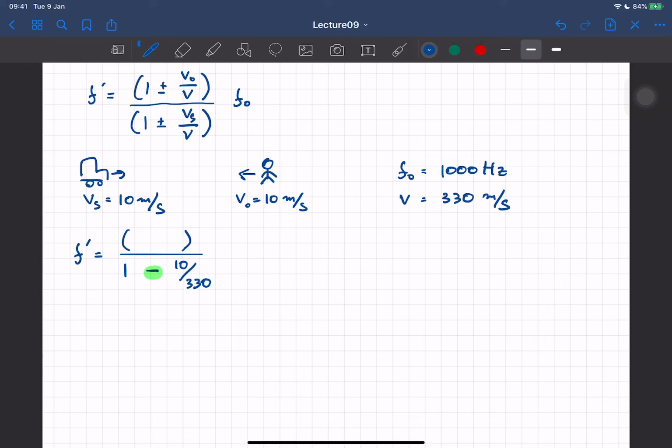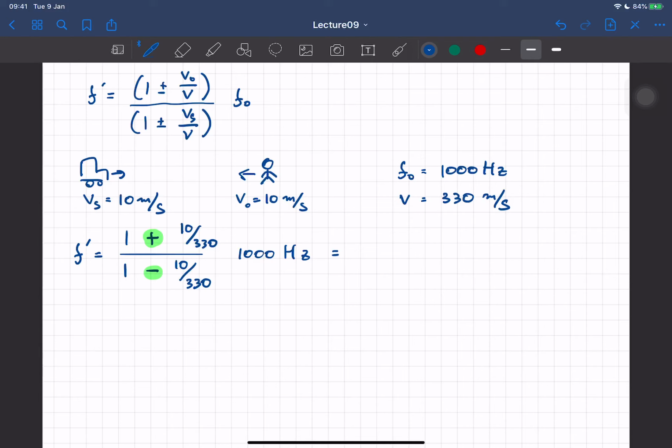Now what about the numerator? Well, the numerator is the movement of the observer. So the observer moves towards the source. It's gonna make the sound frequency also higher, right? But because it's in the numerator, you need to choose a positive sign. So in the numerator, you have to choose 1 plus instead of minus, because you want to make the sound frequency even higher. So it's 1 plus, again, 10 divided by 330, like this. And then times f0, which is 1000 hertz.